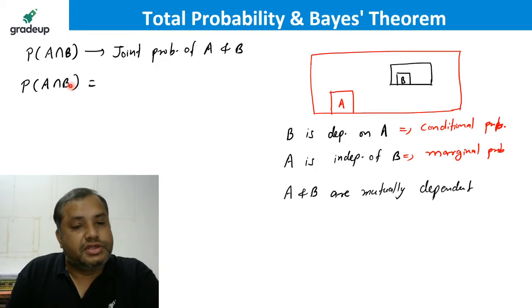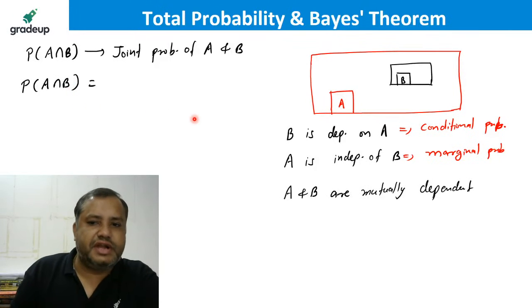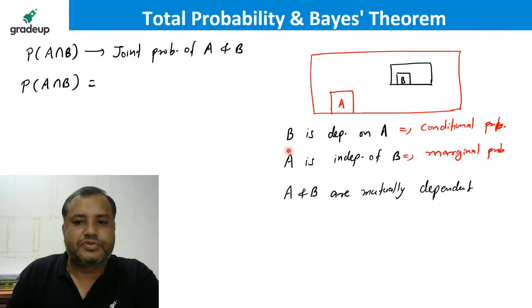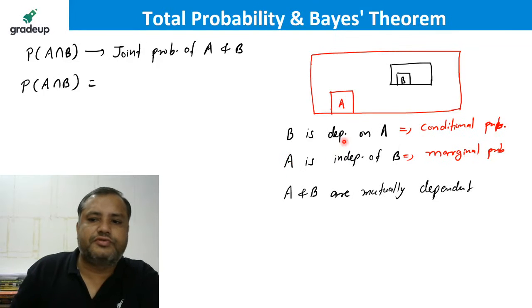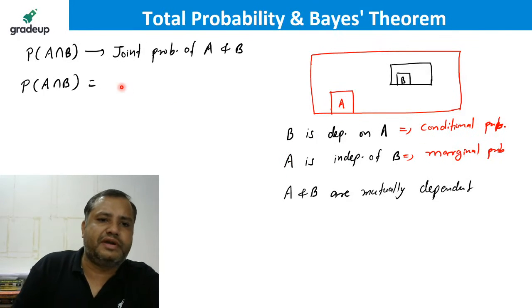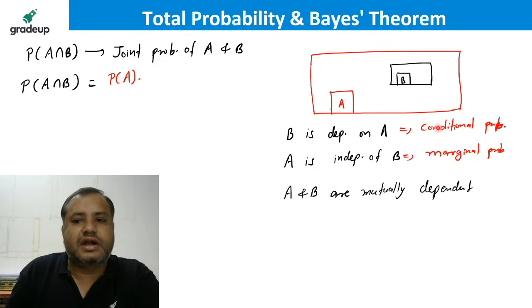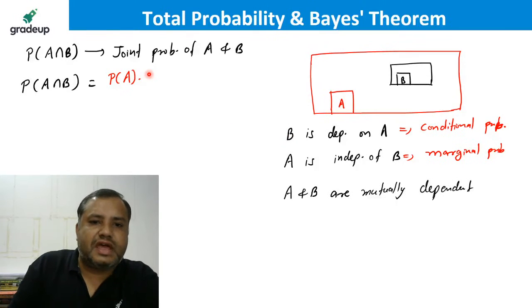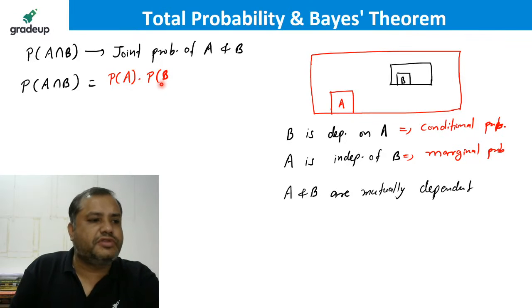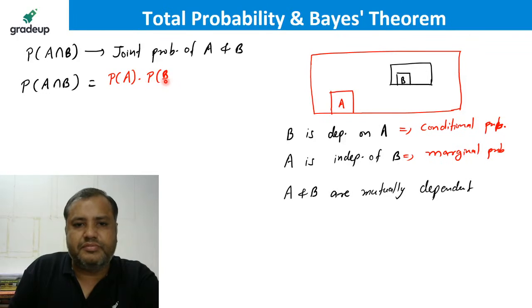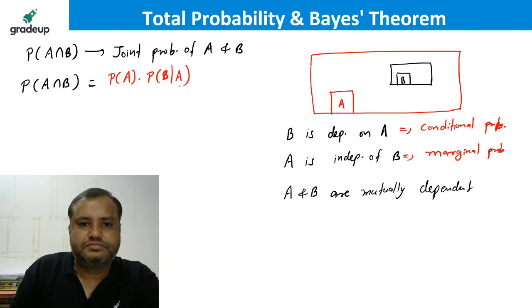But now you have to see which event is independent and which event is dependent. Here A is independent, so for A you have to write the marginal probability, which is written as P of A. Similarly, the conditional probability of B is written as probability of B. B is dependent on A, so this is probability of B given A. It is not divide, it is given A.